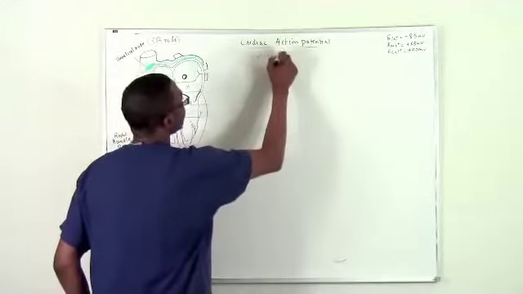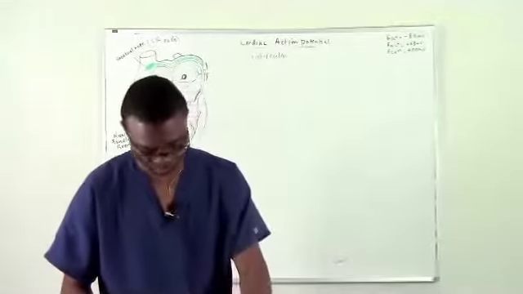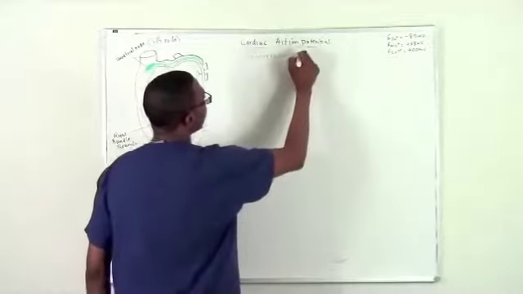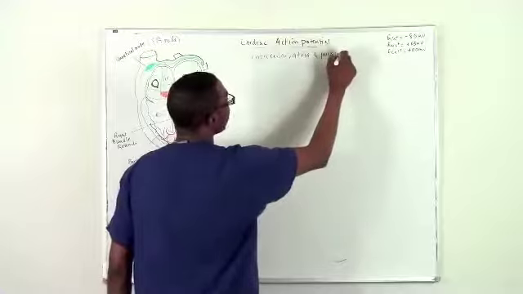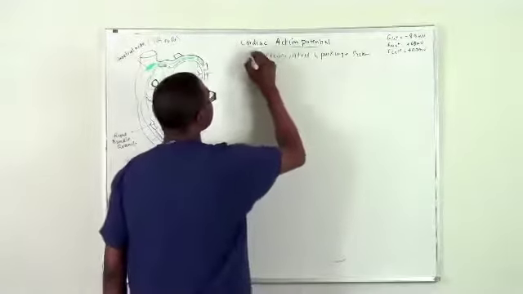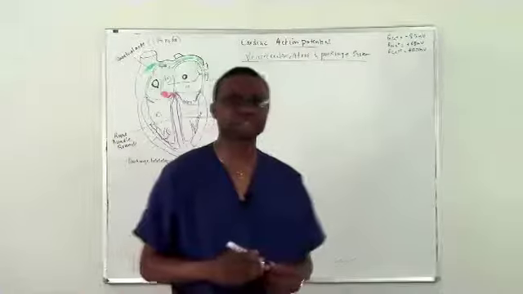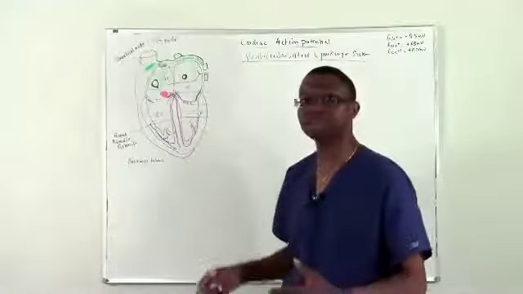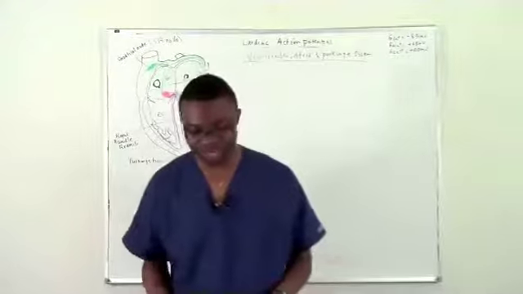The ventricular, atrial, and Purkinje system. Let's take a look at that. So how does the ventricle depolarize? How does the Purkinje system depolarize? They all have the same structure in the action potential.